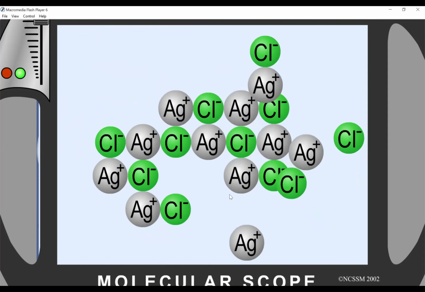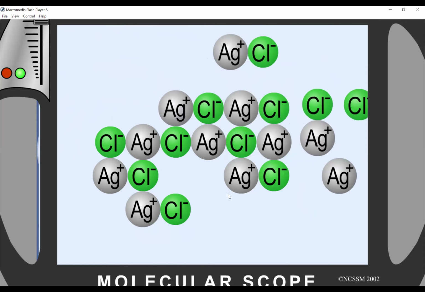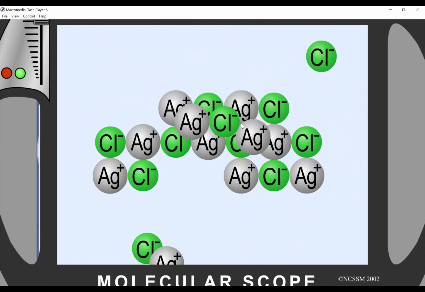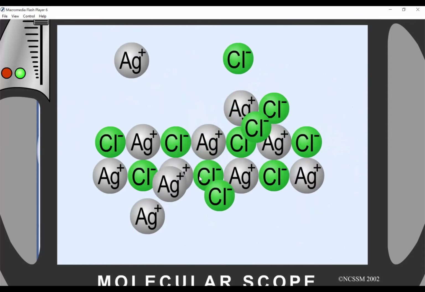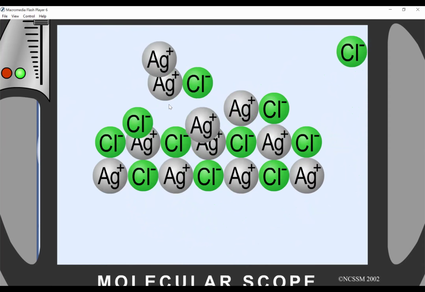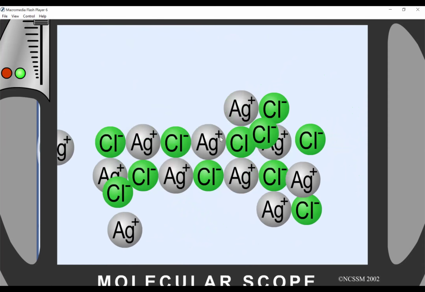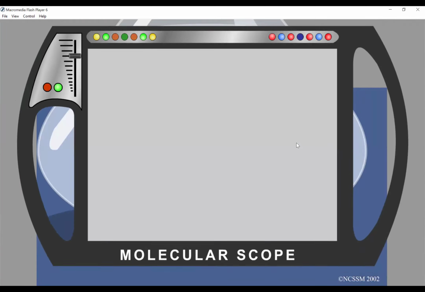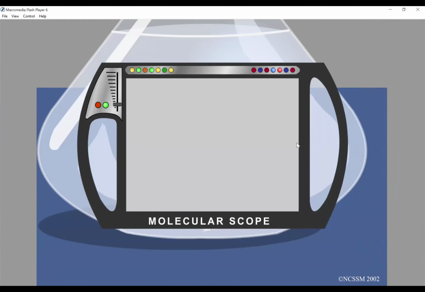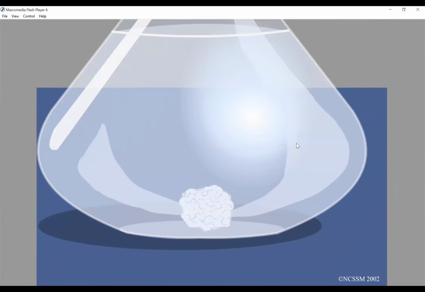And the reason why we say nothing more dissolves is because the rate at which the ions form a solid is equal to the rate at which the solid dissolves into ions. And so that's why in a saturated solution, nothing changes.